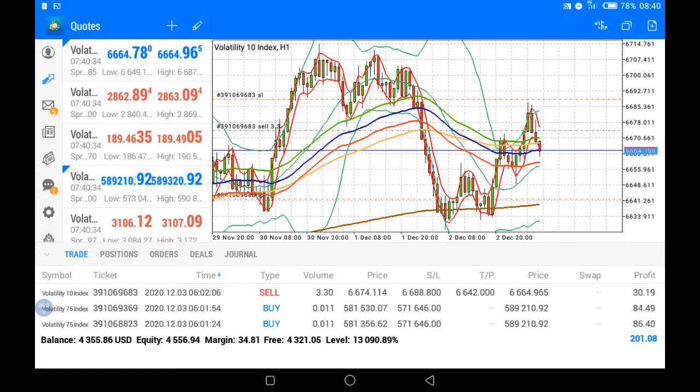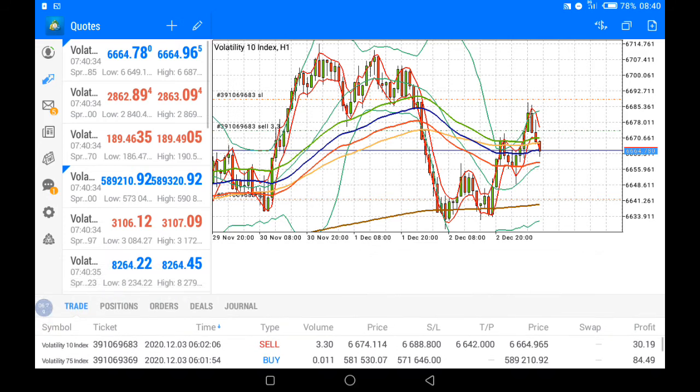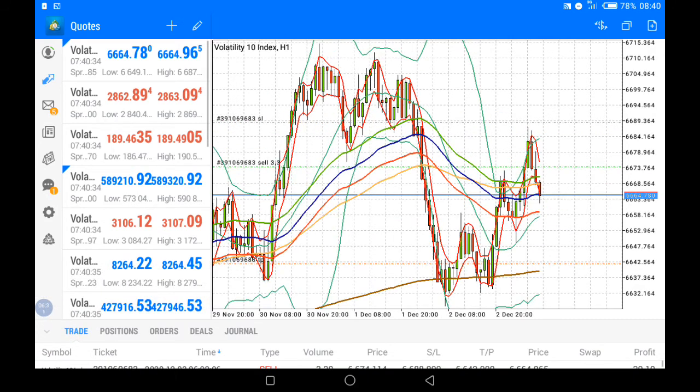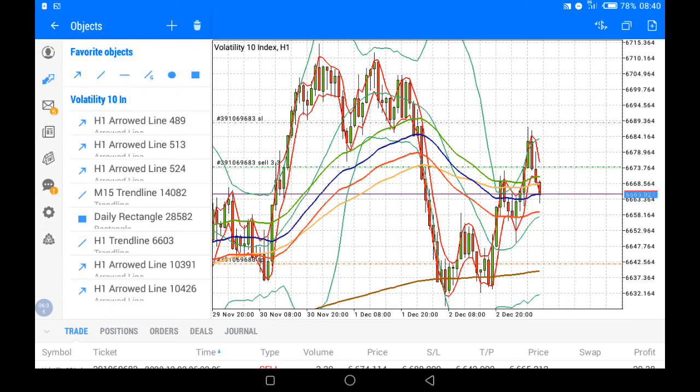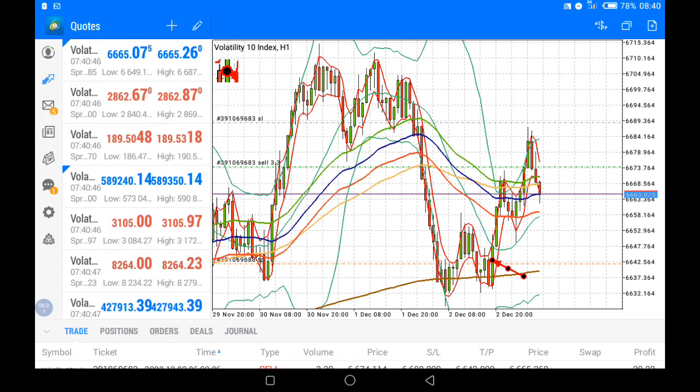So the Volatility 10 index did something tricky last night. I took a buy from this point, after the formation of this bullish engulfing pattern. I took a buy, and there was a strong bullish engulfing pattern.